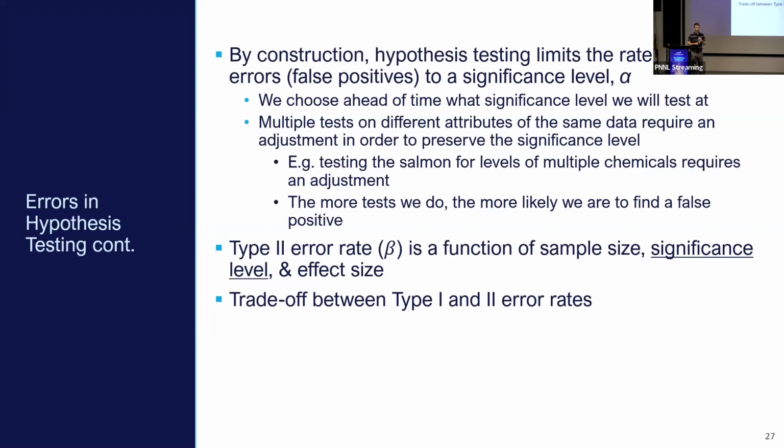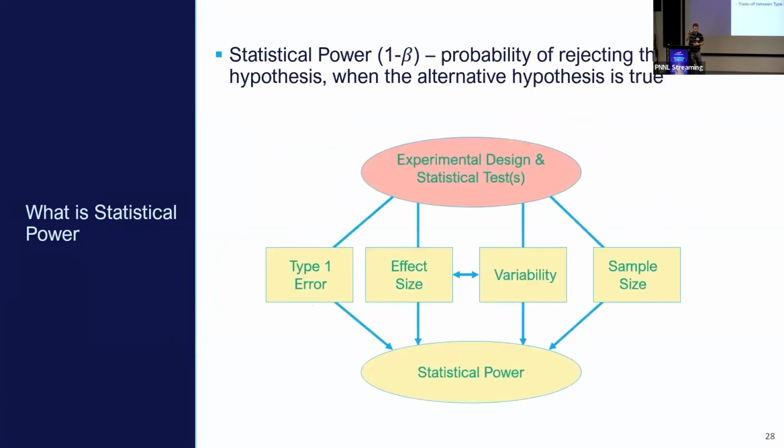And one thing to note when it comes to type 1 and type 2 errors is that there is a trade-off and an inverse relationship. So if we try to decrease the type 1 error rate, it means that the type 2 error rate is going to increase and vice versa. So it's all about finding that balance between the two.